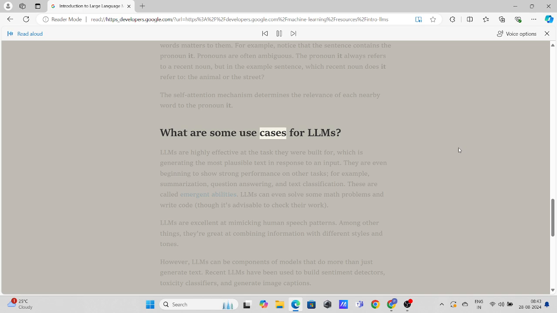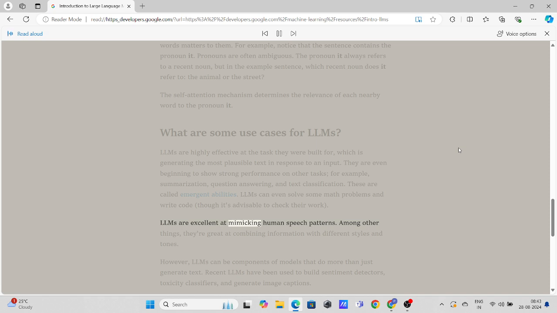What are some use cases for LLMs? LLMs are highly effective at the task they were built for, which is generating the most plausible text in response to an input. They are even beginning to show strong performance on other tasks, for example, summarization, question answering, and text classification. These are called emergent abilities. LLMs can even solve some math problems and write code, though it's advisable to check their work.